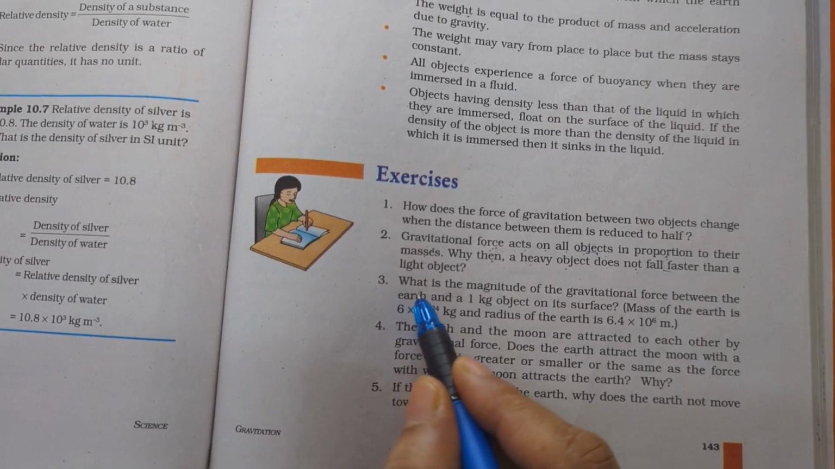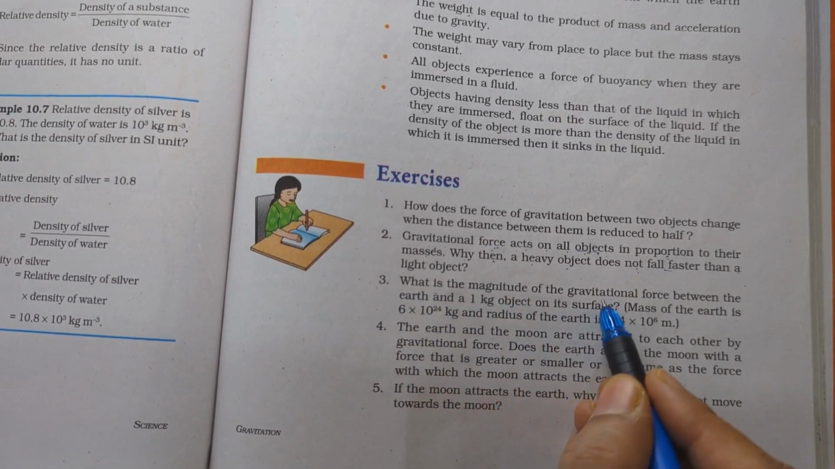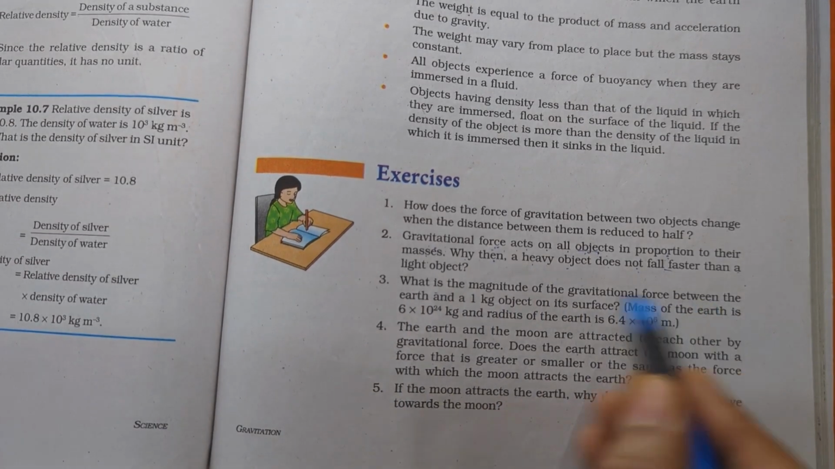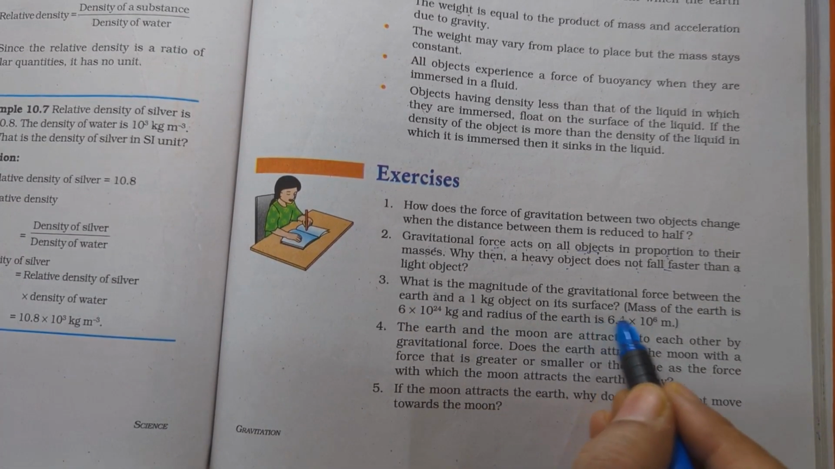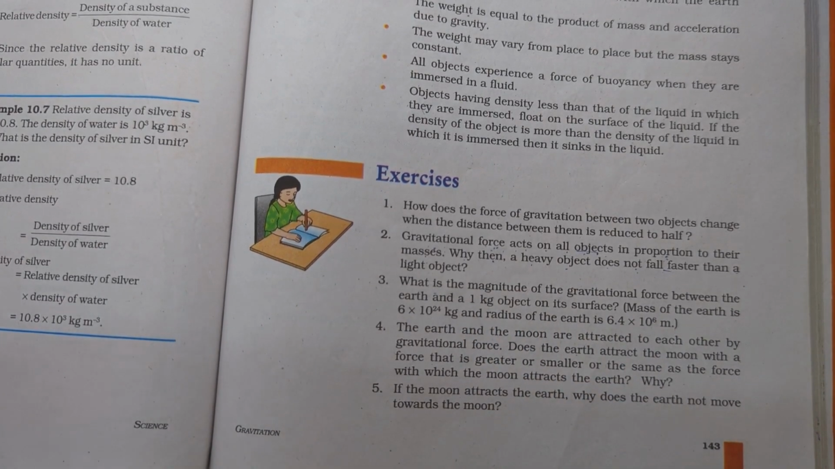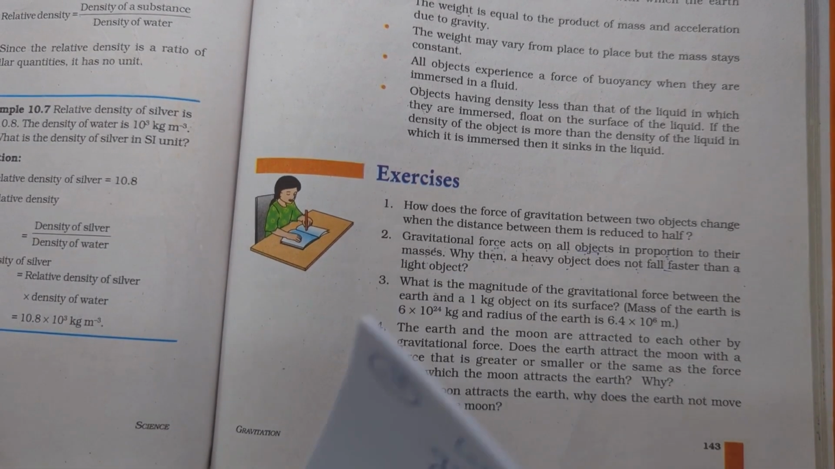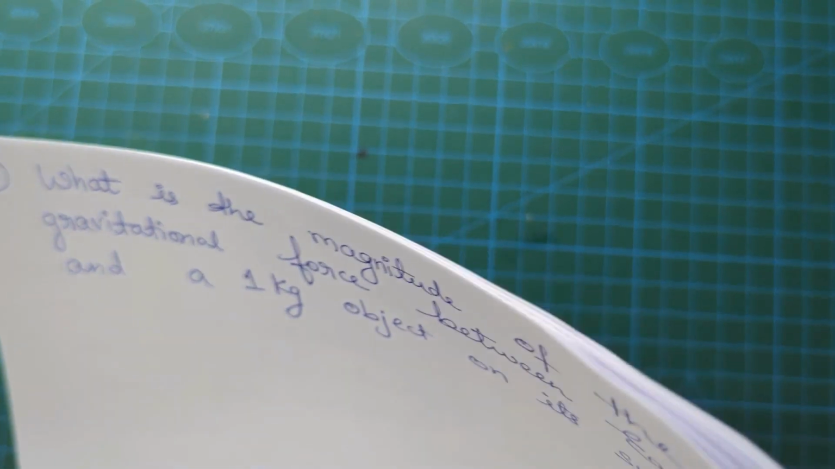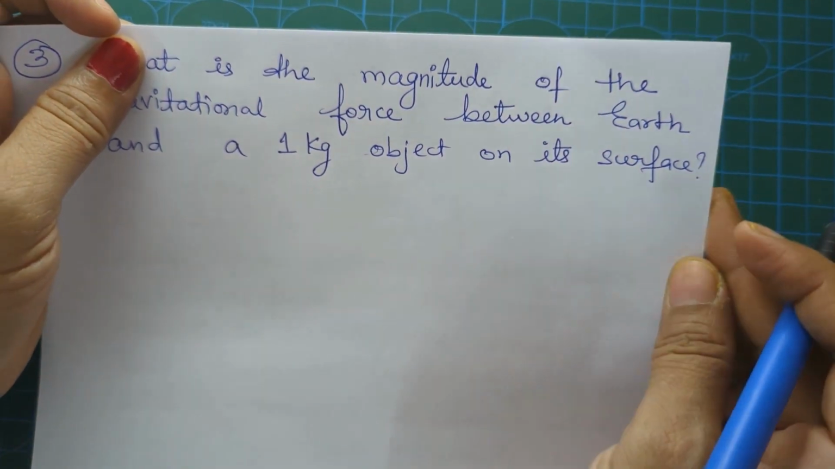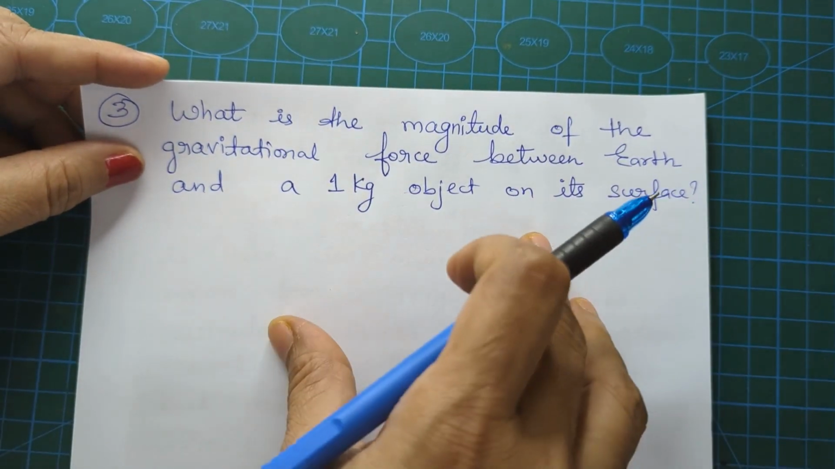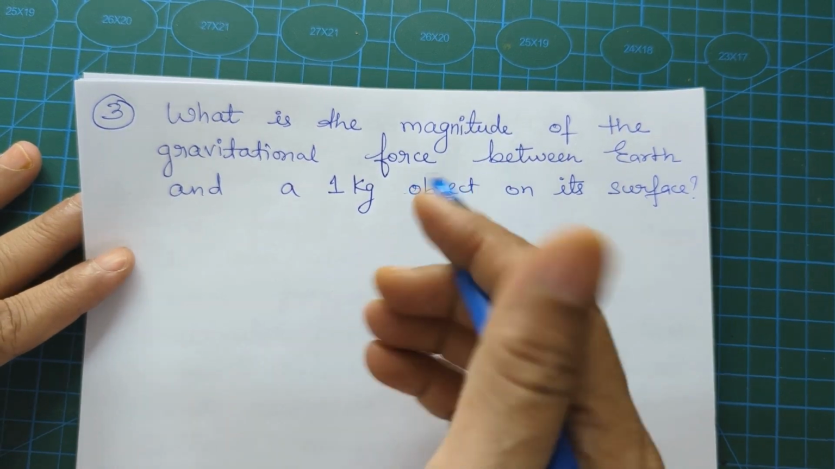The third question is, what is the magnitude of the gravitational force between earth and a 1 kilogram object on its surface? And we are given some data of mass of earth, radius of earth. This calculation I have done in the theory part. The force with which an object of mass 1 kilogram is pulled towards the center of the planet was 9.8 newtons. Since it has come once again in the exercise, I will solve it.